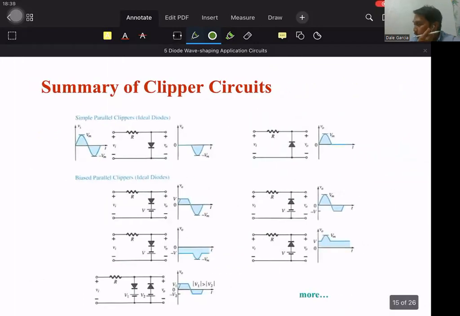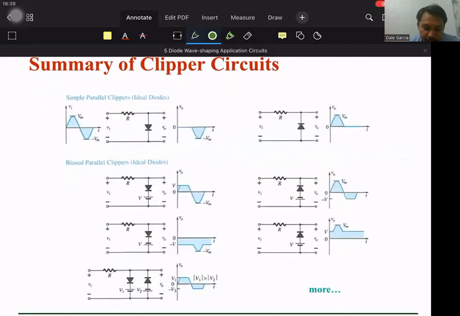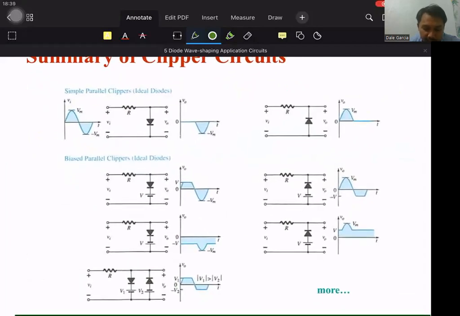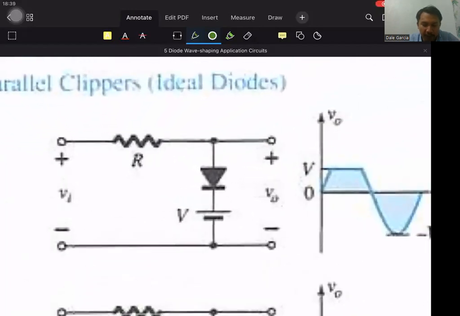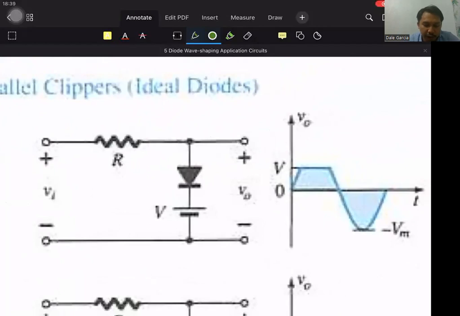So here is a summary of clipper circuits, series and parallel with voltage sources. If that's the configuration, we can refer to the table. No need to memorize this. Just refer to it and locate what kind of clipper circuit it is. Now for example, this one: a clipper circuit with a resistor, then the diode in series, then a DC source in series, plus minus, with the negative at ground.